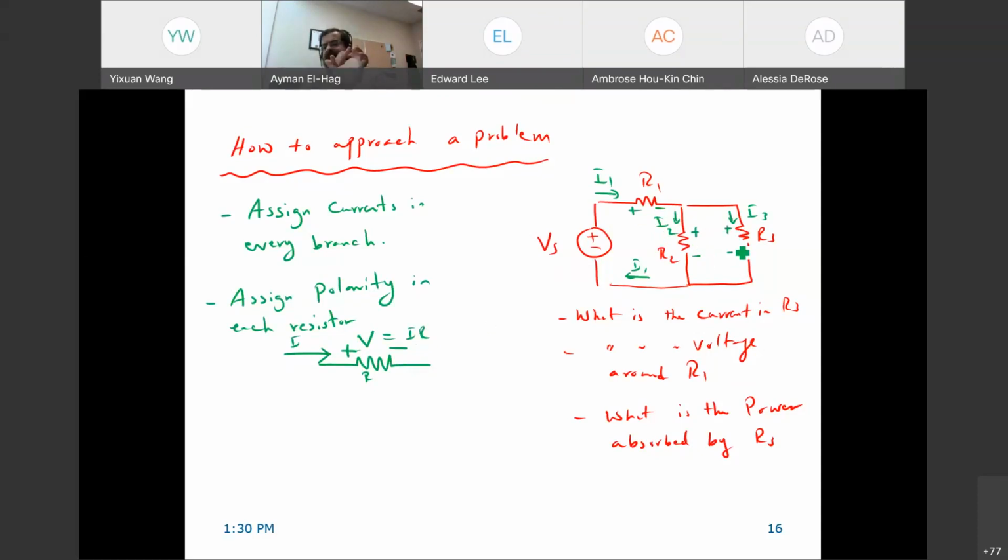Once you assign the currents, once you assign the polarities, then you are ready. Now you can apply KCL and KVL. And you will see that you have to apply both. Now, how many unknowns do we have here? We have 1, 2, 3 unknowns. So I will need 3 equations to be able to solve this question. Now, let's apply KVL in this loop. This is the loop.